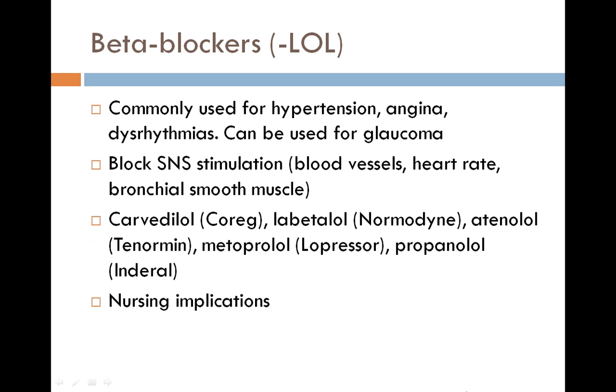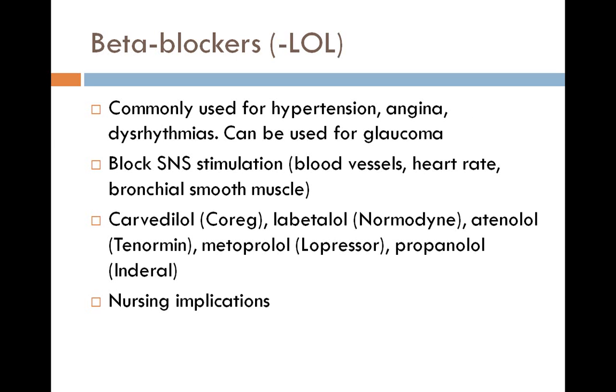Beta blockers are commonly used for hypertension. They can also be used for angina, dysrhythmias, and for patients that have open-angle glaucoma. The way that they work is that they block SNS or sympathetic nervous system stimulation, and by blocking that stimulation, it causes vasodilation of the blood vessels.